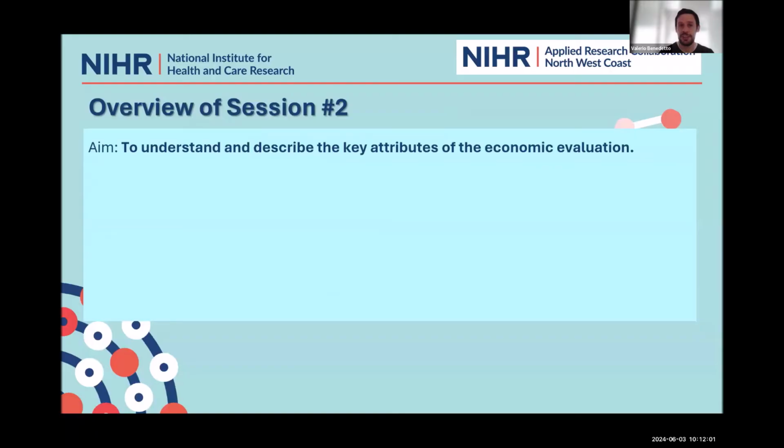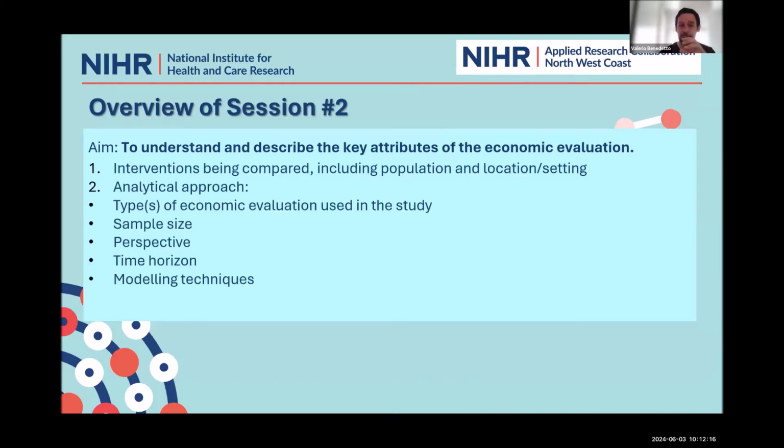Okay, the overview of today's session is to understand and describe the key elements, the key attributes of an economic evaluation. In particular, we will look at the interventions being compared, including the population and the location or the setting. So that's the first element we will look at. And then we will look more in depth at the analysis, so the analytical approach of the authors, the types of economic evaluation used in the study, the sample size, the perspective, the time horizon, and then Luís will talk about the modeling techniques later on.